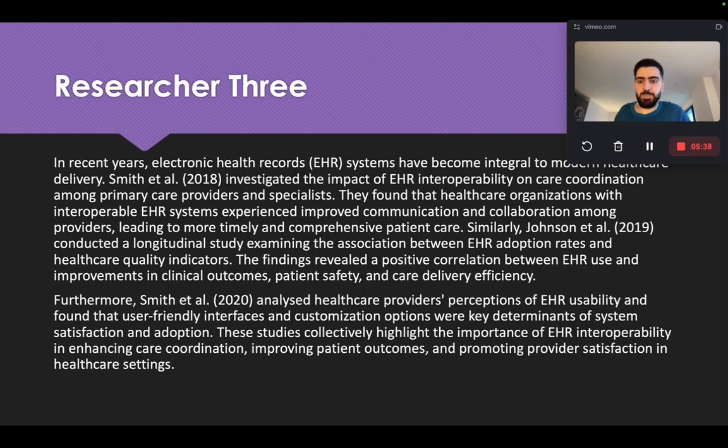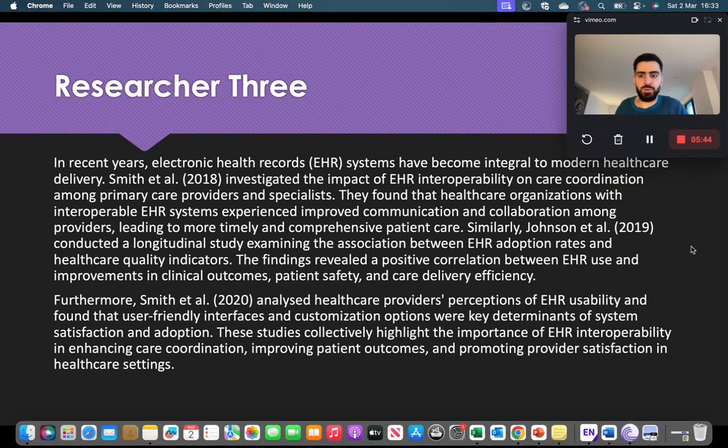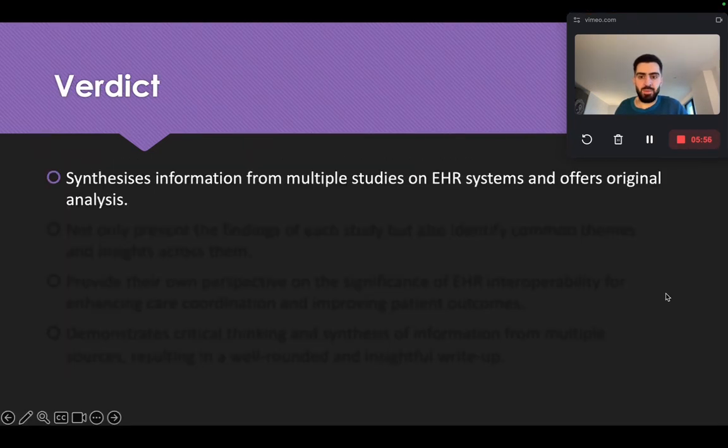Moving on to the last example, researcher 3. So for the interest of time, I'll fast forward to this one. This one talks about electronic health records. It also uses 3 studies. But what this one does really well, which the other two don't, is they synthesize information from multiple studies and they offer original analysis.